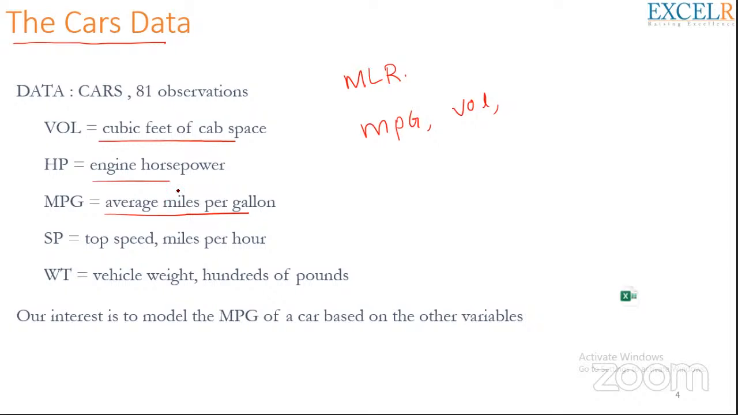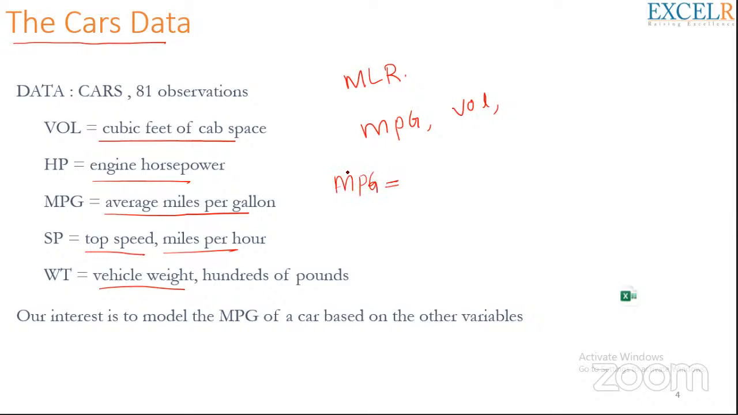HP, engine horsepower. SP, top speed, in miles per hour. WT, vehicle weight. Based on these parameters, we want to find out the vehicle's miles per gallon. That is our objective. Now my regression equation looks like this.